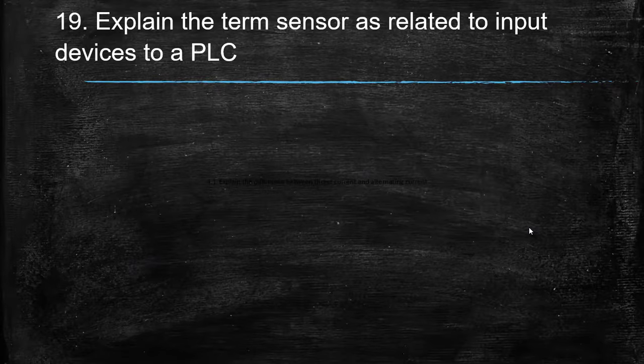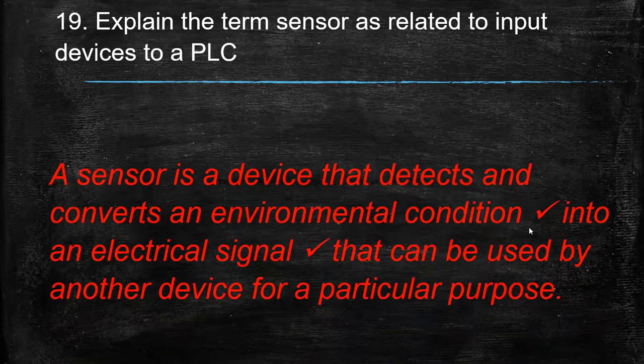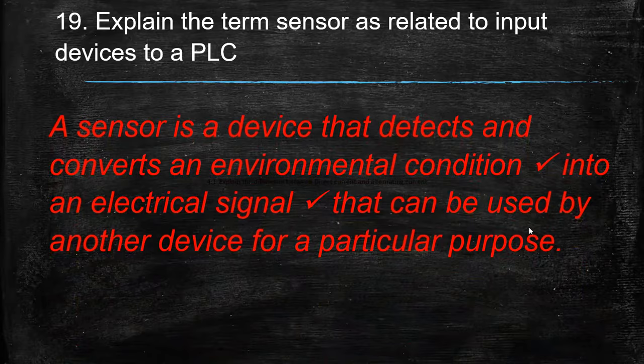Explain the term sensor as related to input devices to a PLC. A sensor is a device that detects and converts an environmental condition into an electrical signal that can be used by another device for a particular purpose.